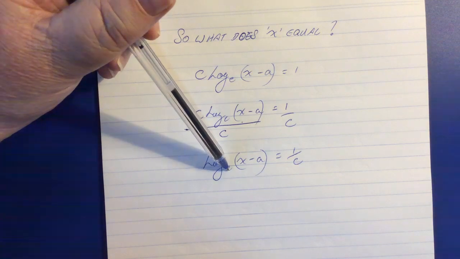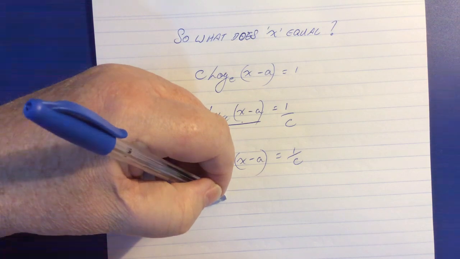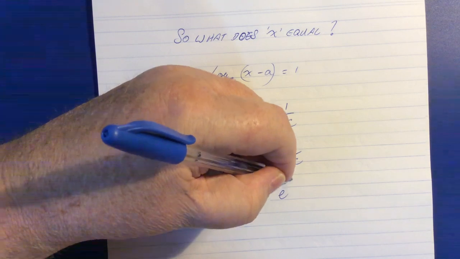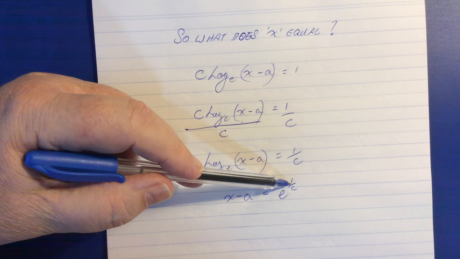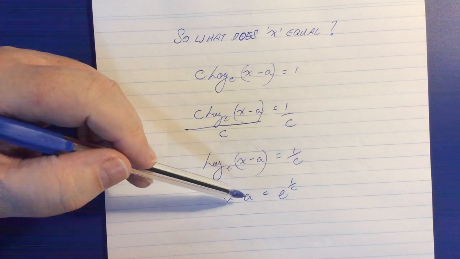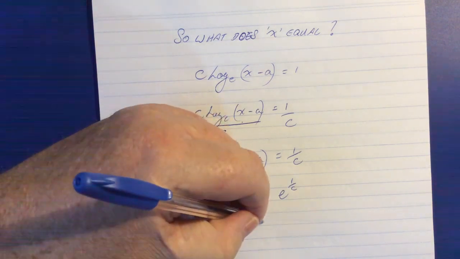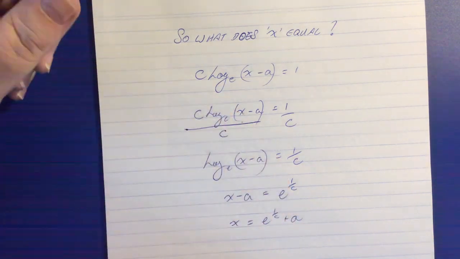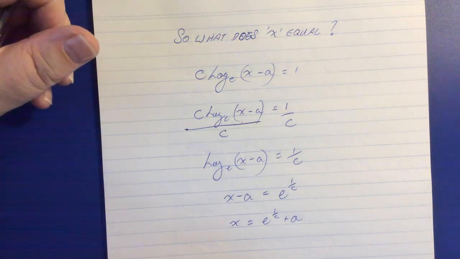Let me say that again. This base to this power equals that. What does that mean? Well, let's do that and you can see. So e to the power of 1 over c is equal to x minus a. Now, it really isn't very hard work to get x on its own now. So x is equal to e to the 1 over c, plus a. And that's our answer. That's the best we can do. It's going to be an expression, not a number.